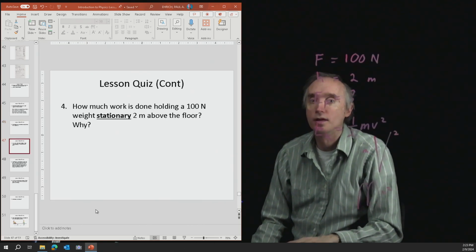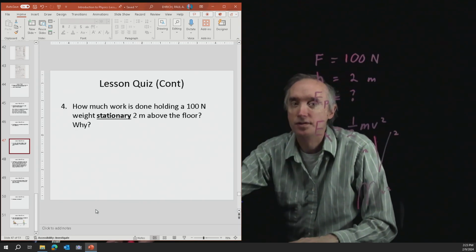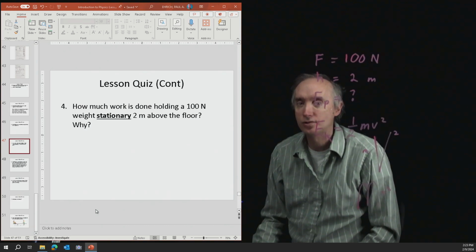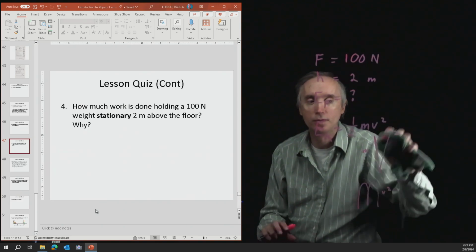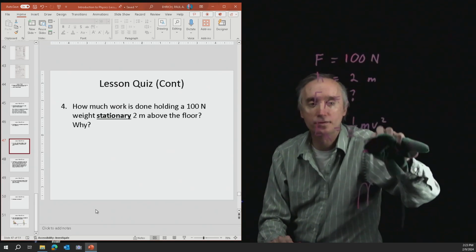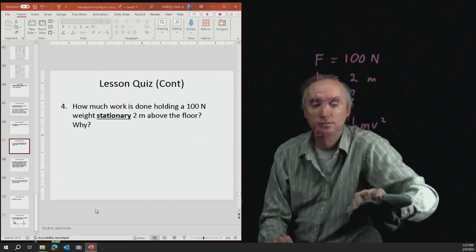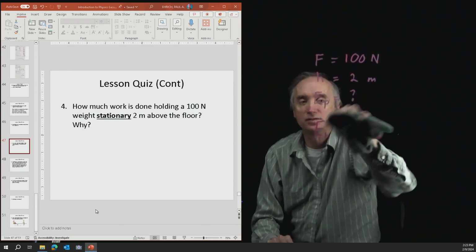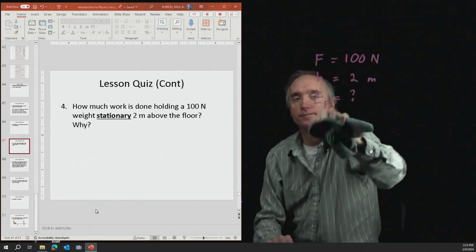Question number 4. How much work is done holding a 100 Newton weight stationary 2 meters above the floor? So come up with your answer while I'm erasing. All right.